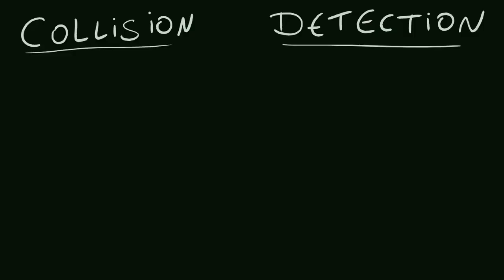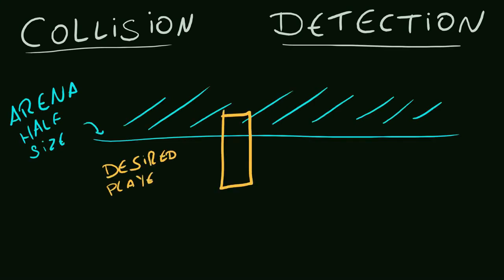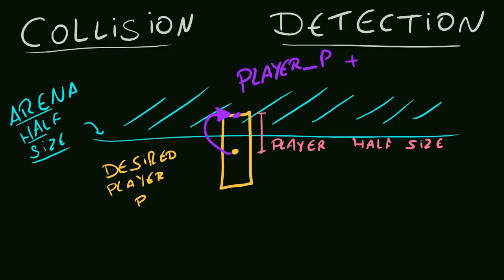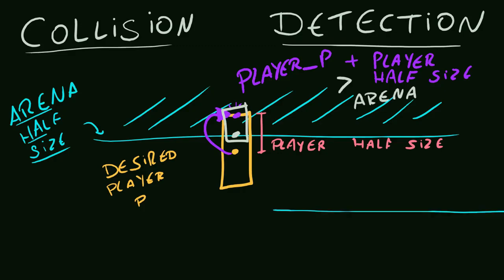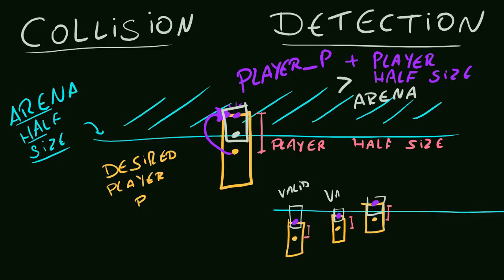The basic idea is, we want to move the player to here, but we need to know if that move is valid or not. So we have the player position, as well as the player half size. We also have the size of the arena. So all I have to do is to see if the player position plus its half size, which is this point, is greater than the arena. That's simple. This collision detection is a 1D collision, because it only considers one axis.